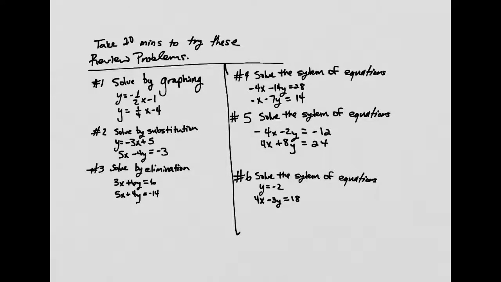This is the review for your test. Take 20 minutes and see if you can work out these problems. Numbers 4 through 6 you can work out any way you want to. It's graphing, substitution, or elimination. Whichever way you want to. Doesn't matter. But you must do what it asks you to on 1, 2, and 3.